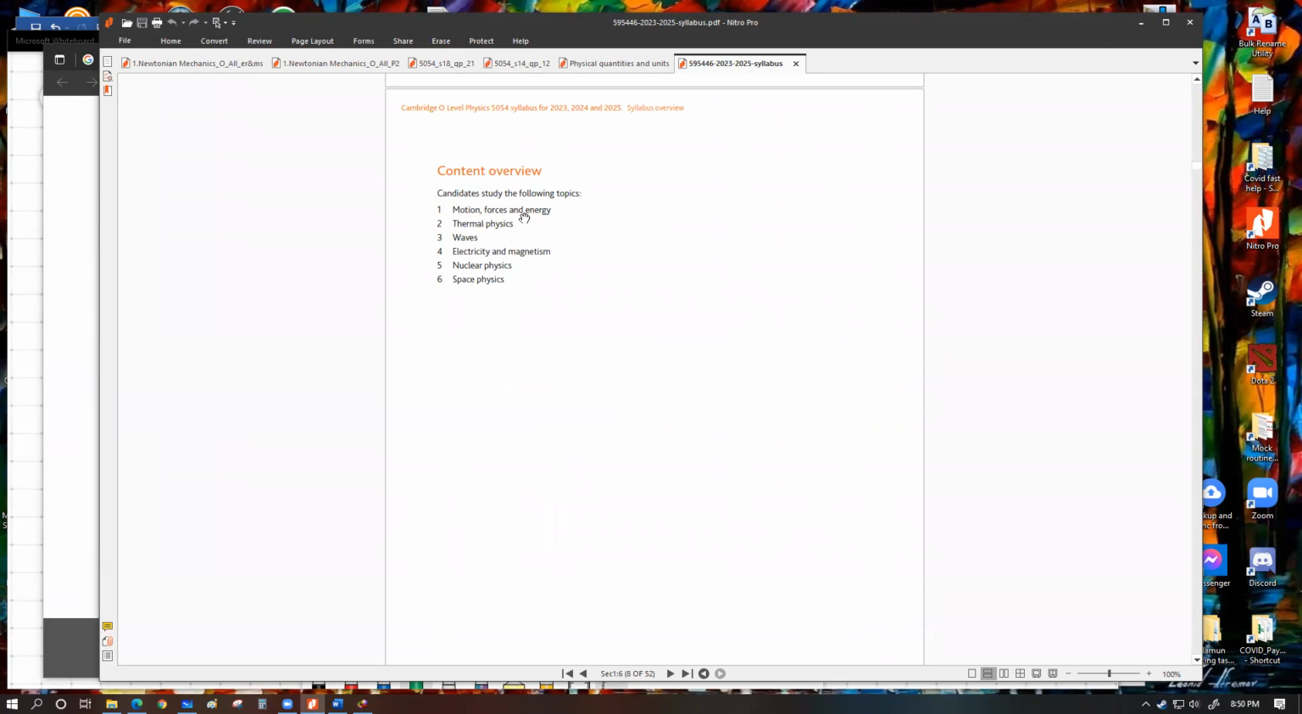First one is motion, forces and energy. The second one is thermal physics. Then we have waves. Then we have electricity and magnetism, together they make one topic. Then we have nuclear physics, and then we have a new thing which is called space physics.